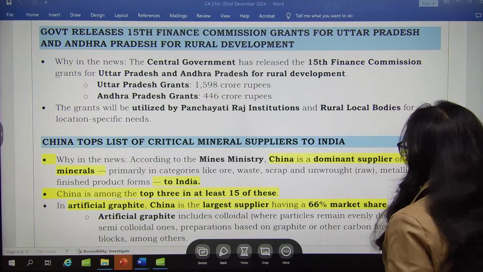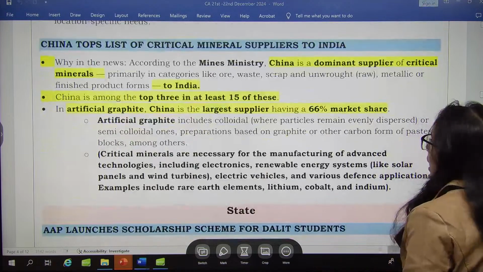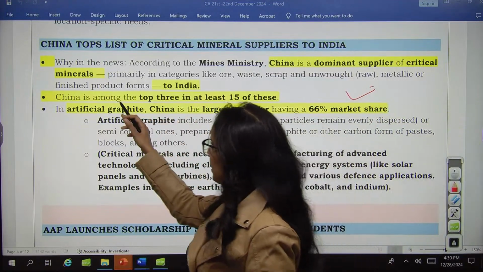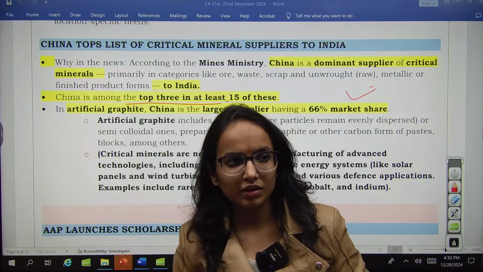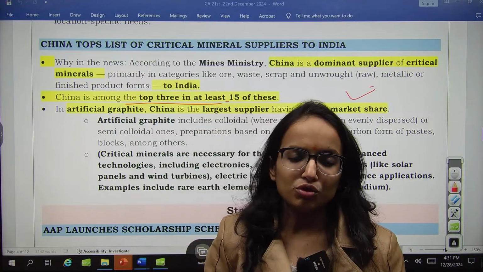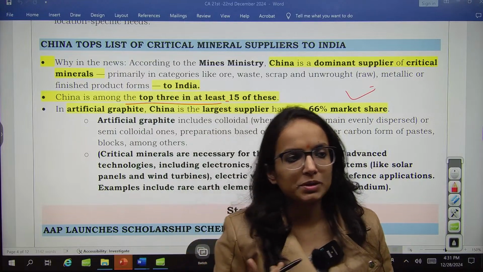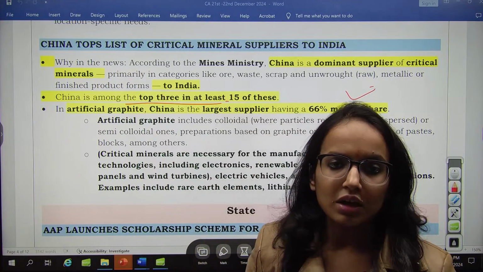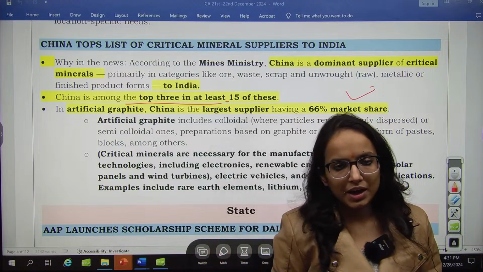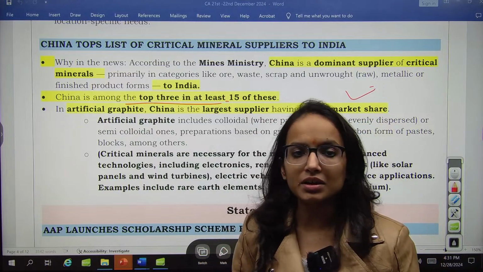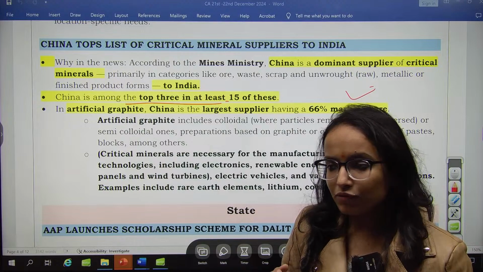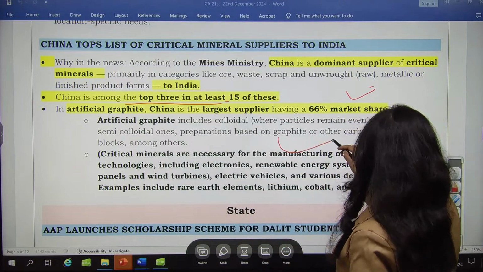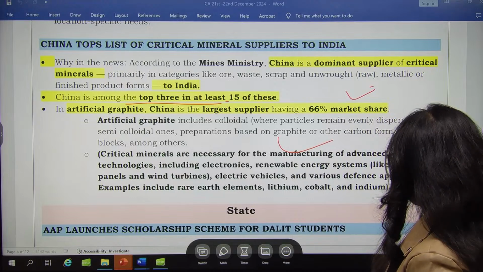Then next news, next important facts. According to Mines Ministry, China is the top supplier of critical minerals to India, right? So if they ask you which country is the top supplier of critical minerals, so China is actually dominating this market worldwide. It is the top supplier of critical minerals like rare earth minerals, other minerals. What are these critical minerals? Critical minerals like your graphite, like your rare earth minerals, right?